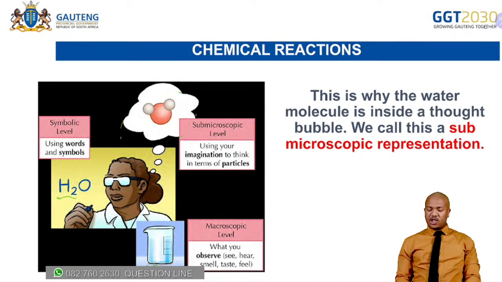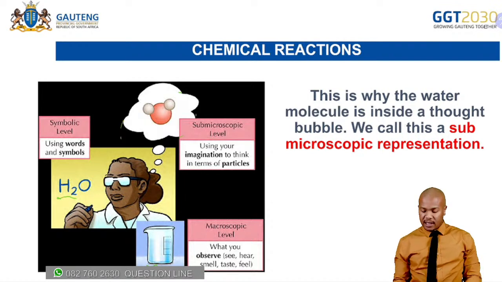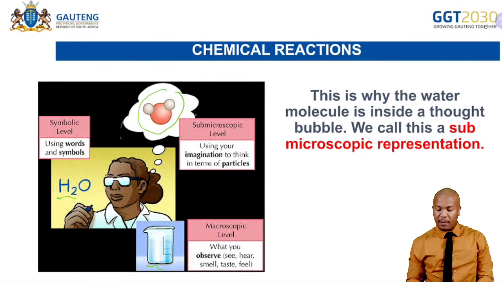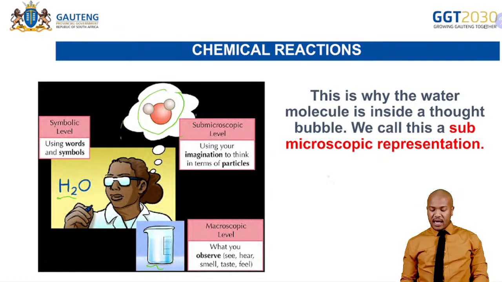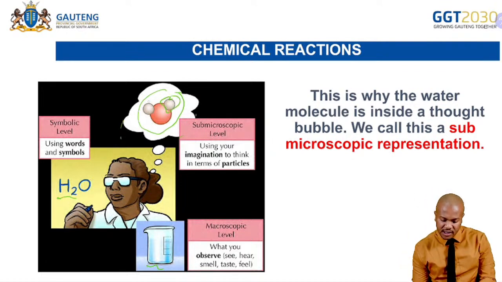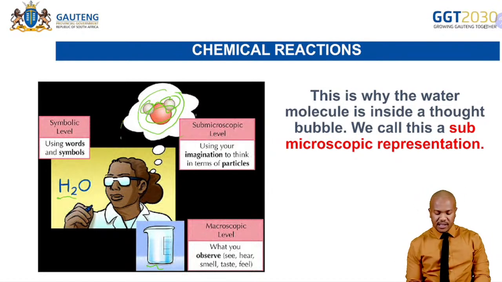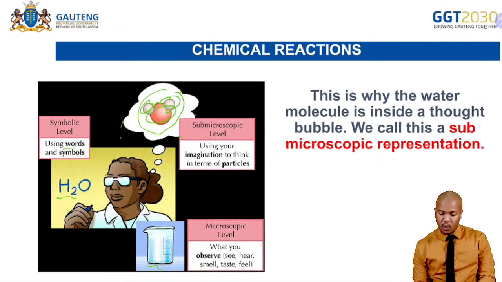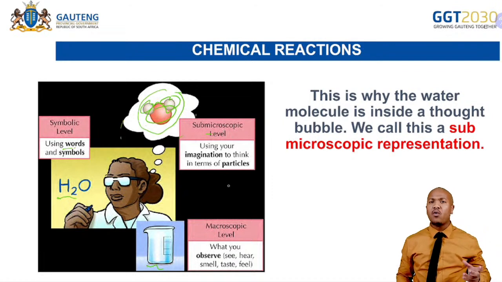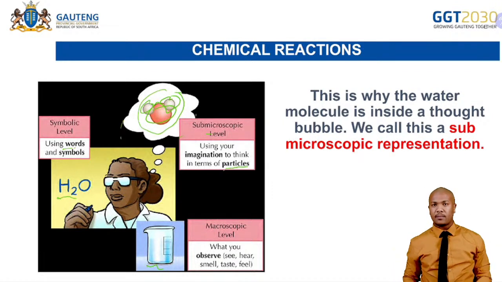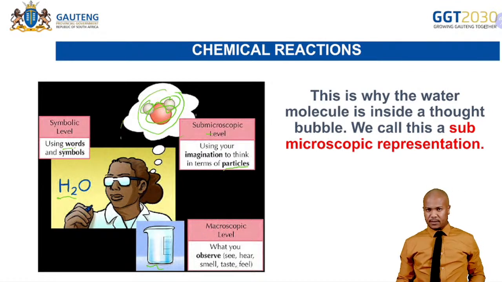So now, this means what? Let's look at the water molecule inside this thought bubble. It is represented as a submicroscopic representation because it uses what? Models to represent this water molecule. As you can see there, symbolic level uses words. Submicroscopic level uses your imagination. You imagine how it can be in particles. And also macroscopic level, this is what you observe with your naked eyes.